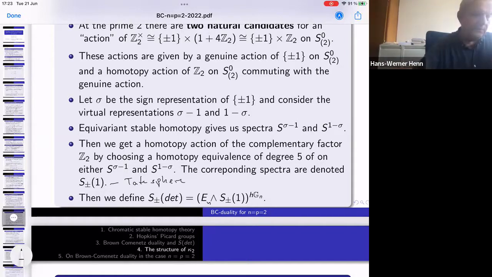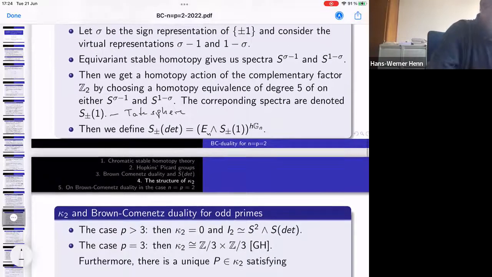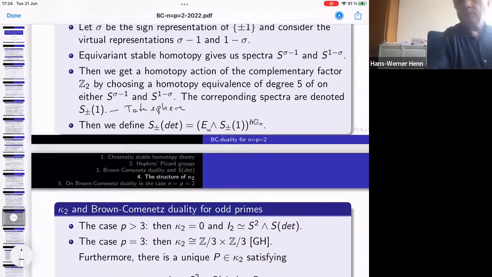And at odd primes, you can make sense out of these homotopy fixed points, even though you only need to specify a homotopy action of G_n. To construct the Tate sphere, well, there's only one Tate sphere at an odd prime, and it's enough to specify a homotopy action. The basic fact is that the finite subgroup of the units in the p-adics for p odd is of order prime to p.